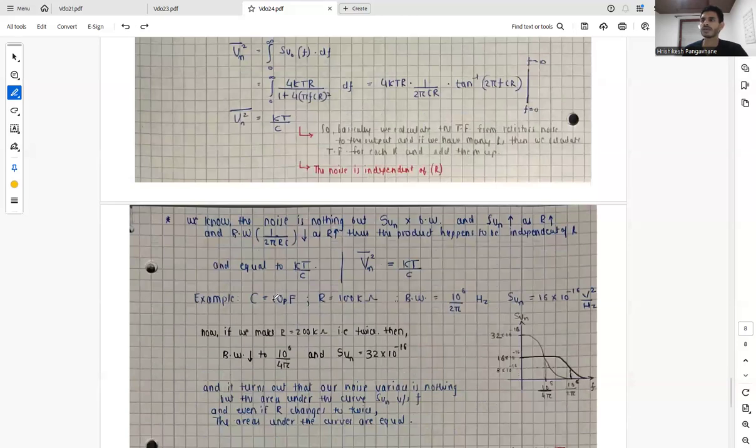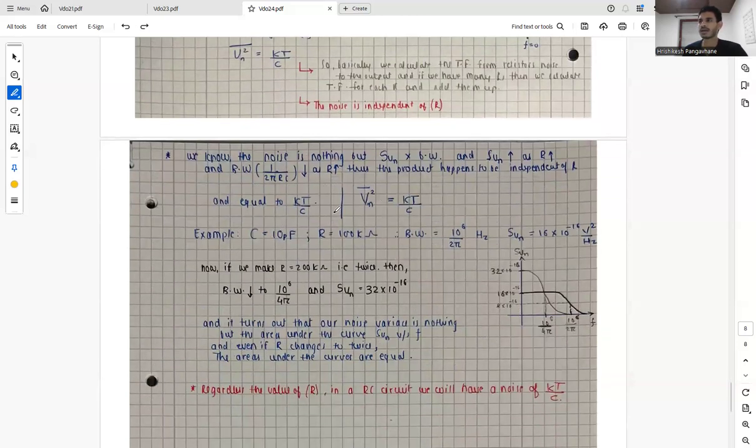Now we know the noise is nothing but the spectral density multiplied by the bandwidth, and as the spectral density increases the value of resistance increases, and as the bandwidth decreases the value of resistor increases, in a complementary way. So the product of these two happens to be independent of R, which is basically equal to kT by C. So our variance is kT by C, and the larger the capacitor we use, the smaller the deviation we will get due to the noise in the resistor.